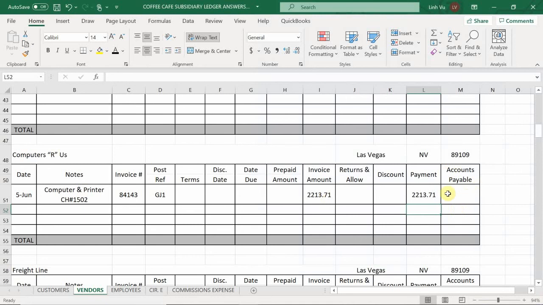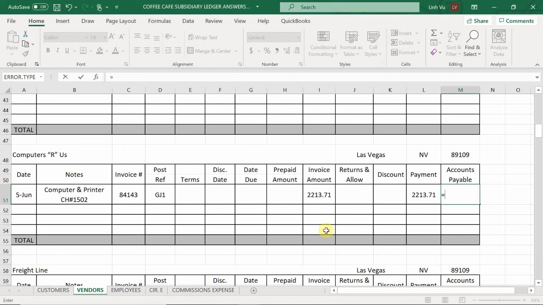So in this case, my formula, once again, is going to be my invoice amount, subtract any prepaids, subtract any returns and allowances, subtract any discounts, and subtract any payments. So therefore, I owe Computers R Us nothing, because I paid for the products at time of sale. So in this case, I don't owe anything. Okay? I walked out the door, paid for all the products that I purchased, and that's it.